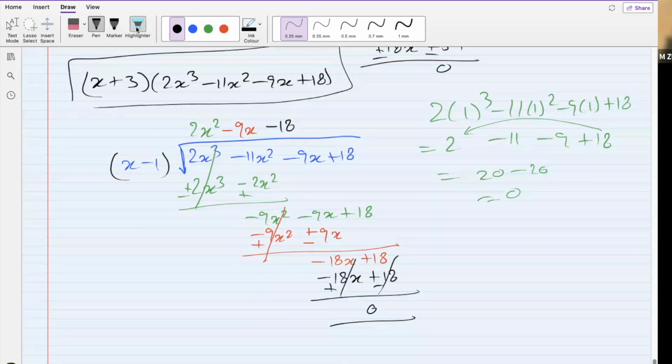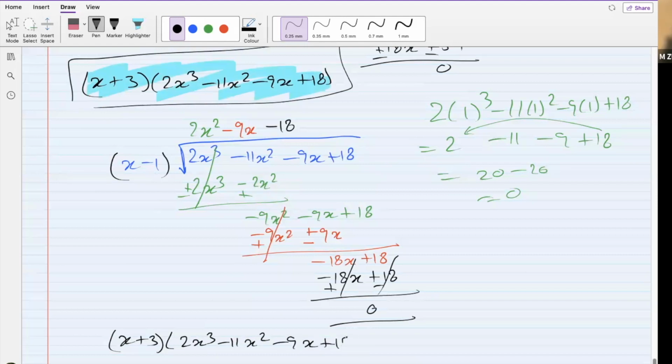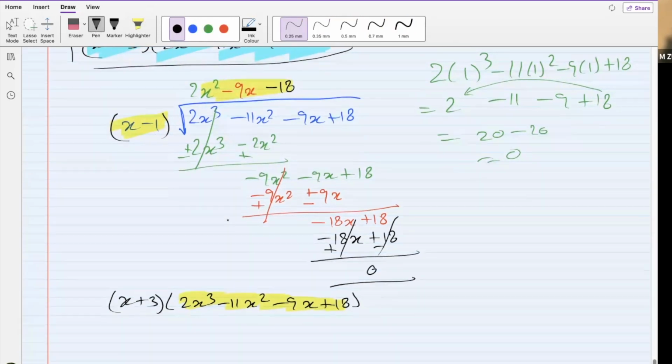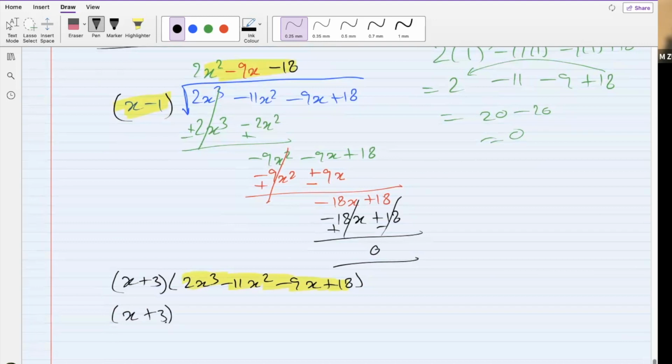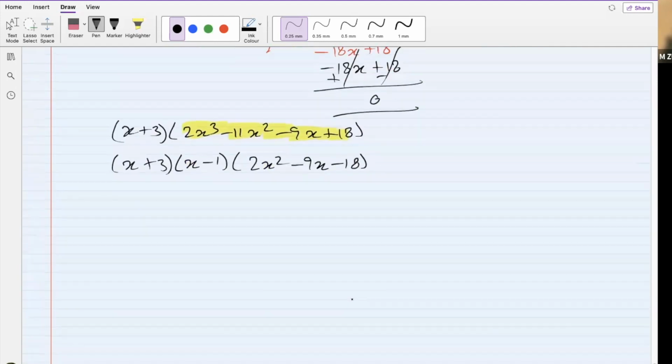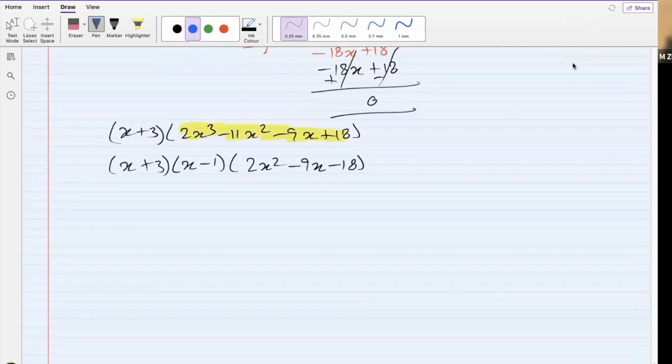Now I am copying this main equation first and then the split. Main equation is x plus 3 times 2x cube minus 11x square minus 9x plus 18. And we know that this cubic expression is a product of these two. So we copy these two under this. It is x plus 3 times x minus 1 times 2x square minus 9x minus 18. Any confusion till now? Yes, Mohammed.